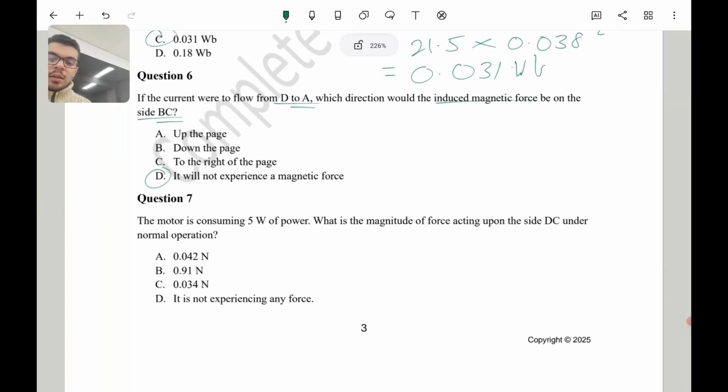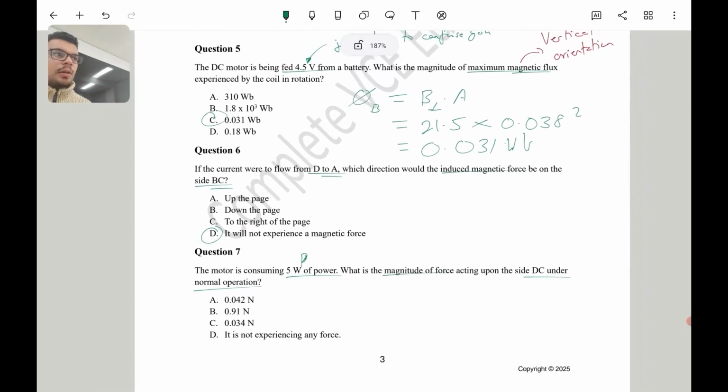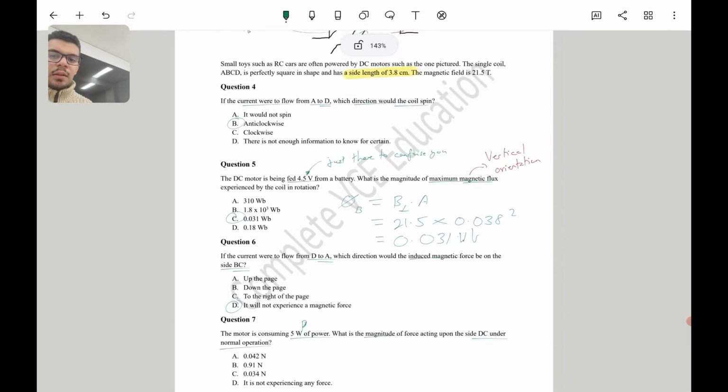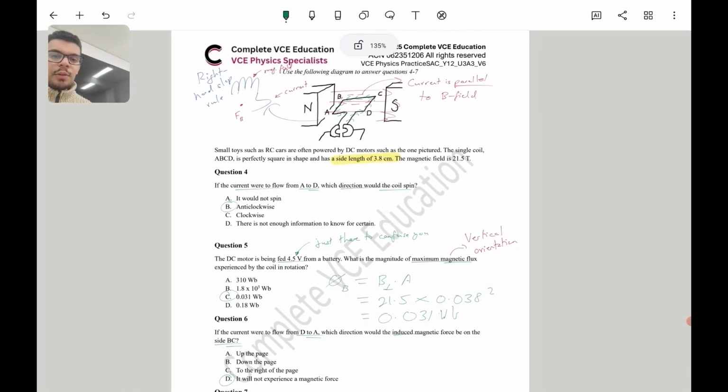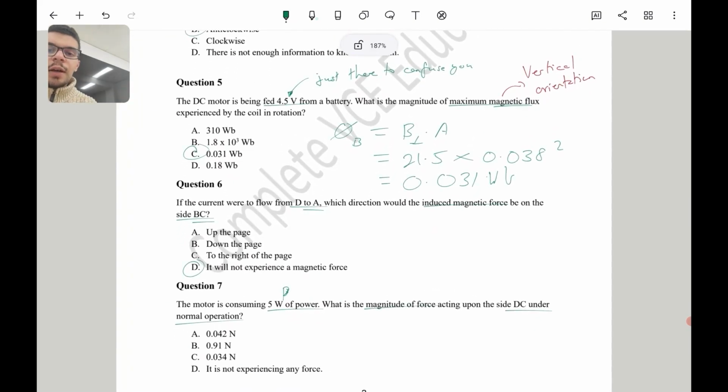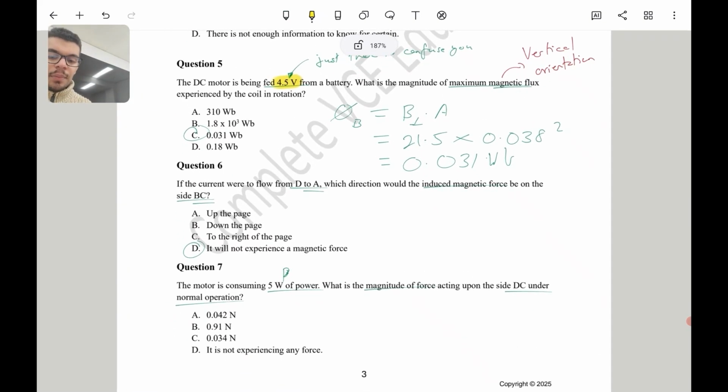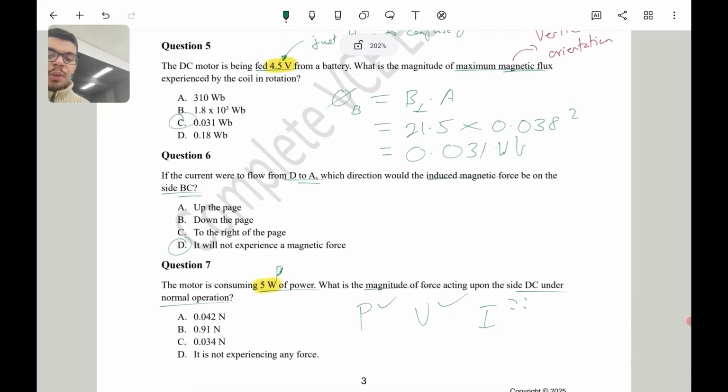Question 7. The motor is consuming 5 watts of power. What is the magnitude of the force acting on side BC under normal operation? Okay, very interesting. So, from the power, guys, we can figure out the current. Okay, so we can calculate the current from this power that we're given. In this case, we have to use the 4.5 volts value and the 5 watts value. So we know the power, we know the voltage, and we're looking for the current, because we know the current is going to then give us the magnetic force.